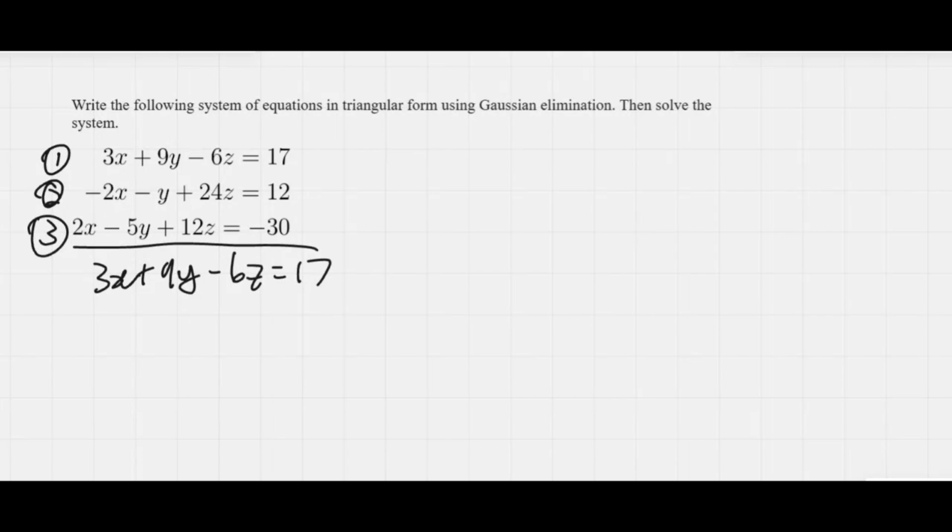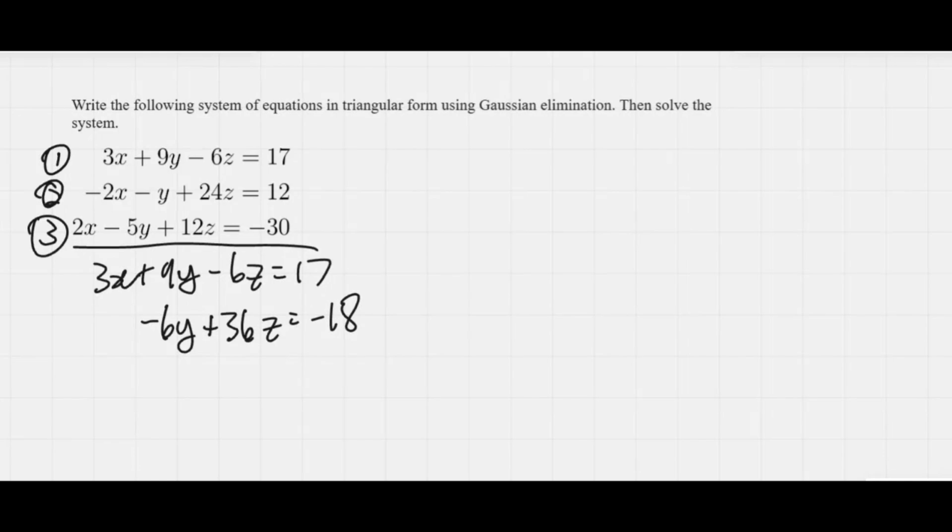So what is that going to look like? Well, negative 2x plus 2x is 0. Like I said, negative y plus negative 5y is going to be equal to negative 6y. 24z plus 12z, well, that's just going to be 36z. And then 12 plus negative 30, that's just going to be negative 18. Now, what can we do with the first and third equations?